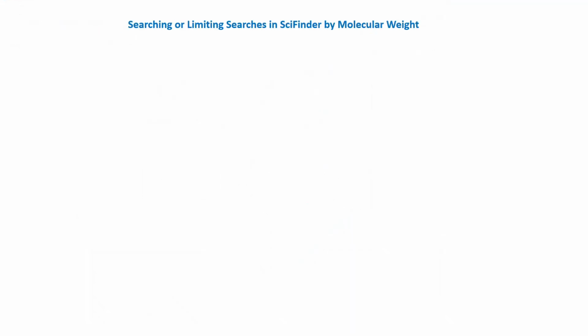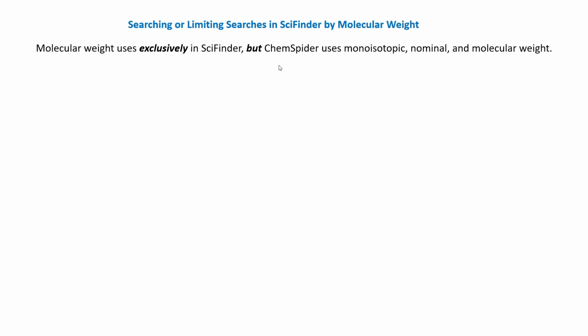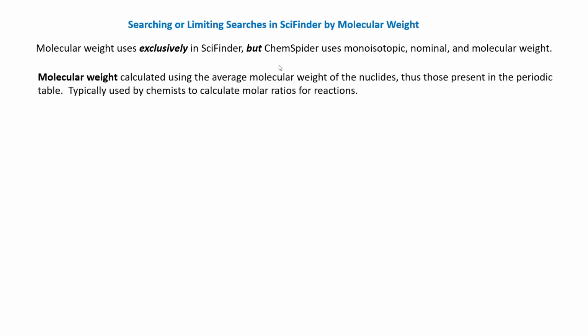Other parameters can be used to search SciFinder that might be useful in identifying unknowns, such as keywords, key phrases, and the other thing that they added in recent years is molecular weight. So I wanted to talk a little bit about how they calculate molecular weight. The molecular weight used exclusively in SciFinder is one type of molecular weight, but ChemSpider uses monoisotopic, nominal, and molecular weight. That's a little bit unfortunate, because SciFinder uses only molecular weight, which is probably the least easy to use and the data system really doesn't give you that value, while nominal and monoisotopic weights are more easily calculated by most mass spec data systems.